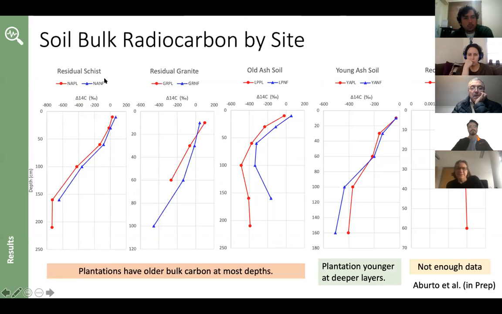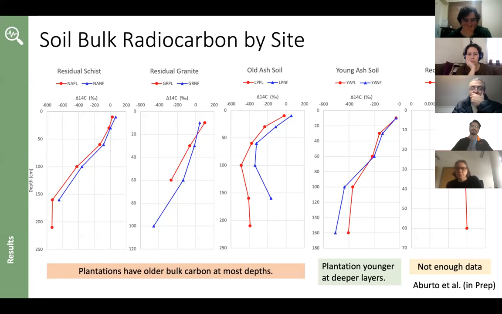Now looking per site, comparing the bulk radiocarbon depth distribution, we see that in these residual soils and the old ash soils, all of which have more crystalline mineralogy, we have a reduction of delta 14C. You see here that the plantations in red in all these sites are, throughout most of the depths, lower in value than the native forests.